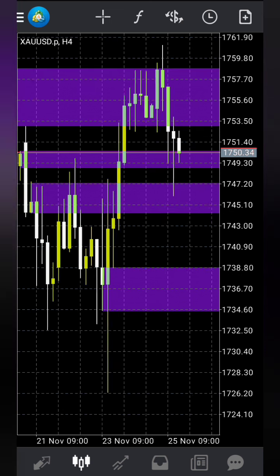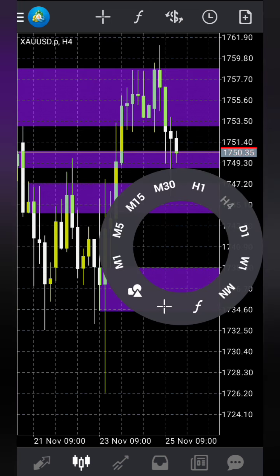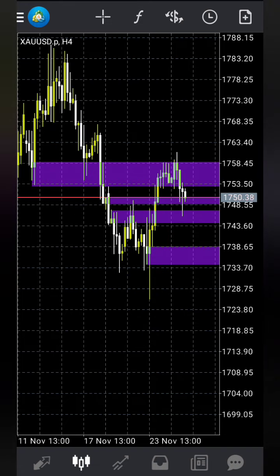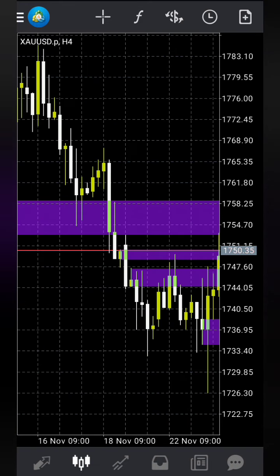Okay, so now we talk about the hidden zone. Okay, hidden zone. So the hidden zone is actually very simple.